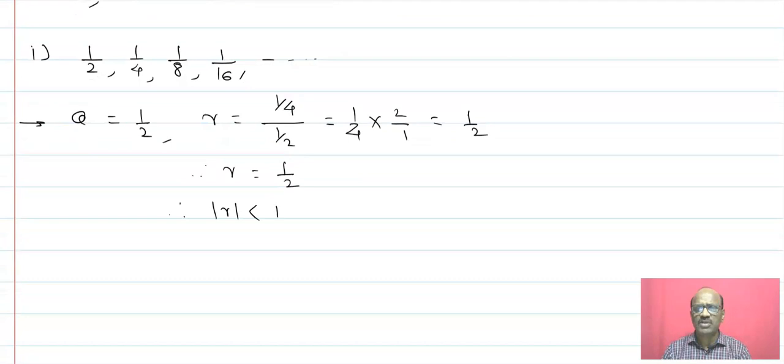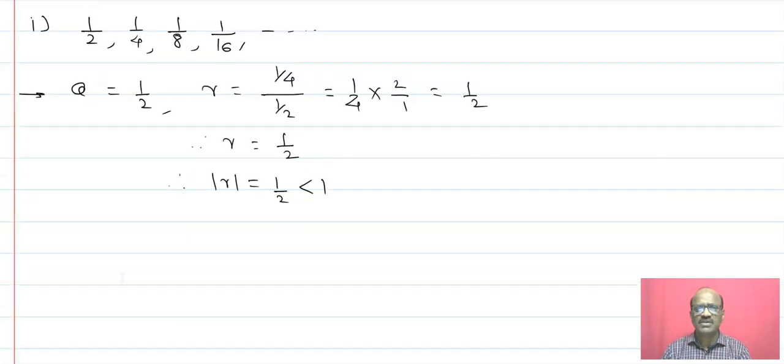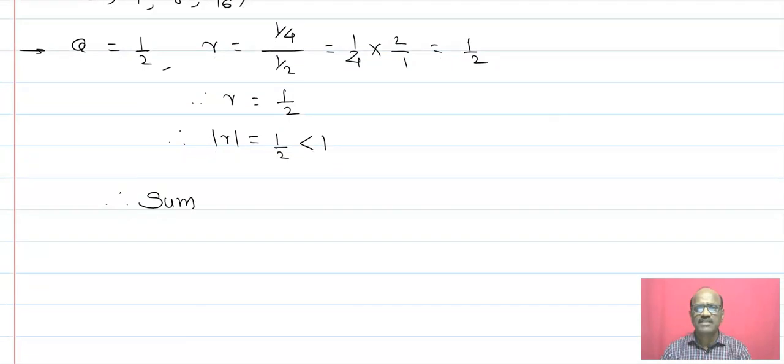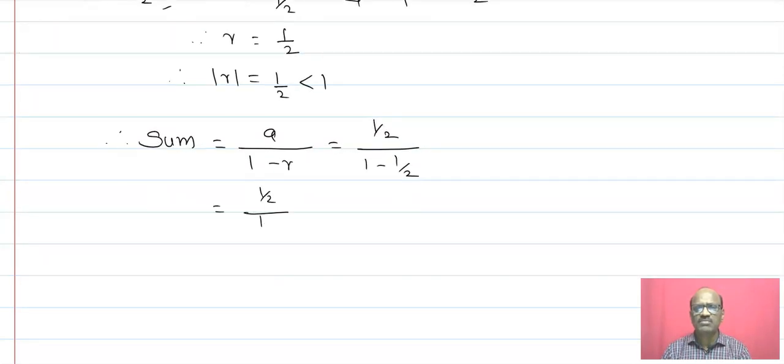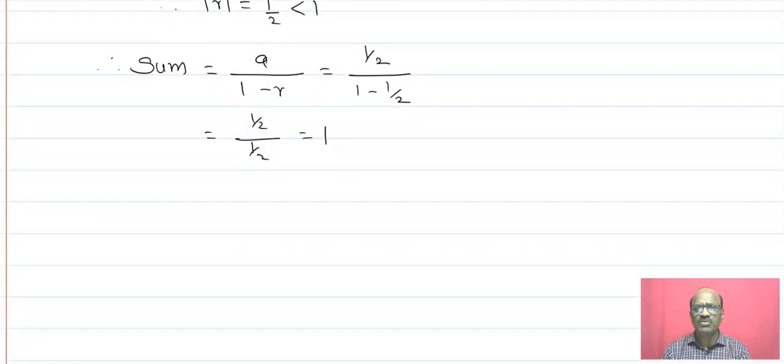Therefore r is equal to 1 upon 2, mod of r is less than 1. Therefore sum is equal to a upon 1 minus r. The value of a is 1 upon 2 upon 1 minus 1 upon 2, and overall it becomes 1. Therefore the sum is equal to 1.